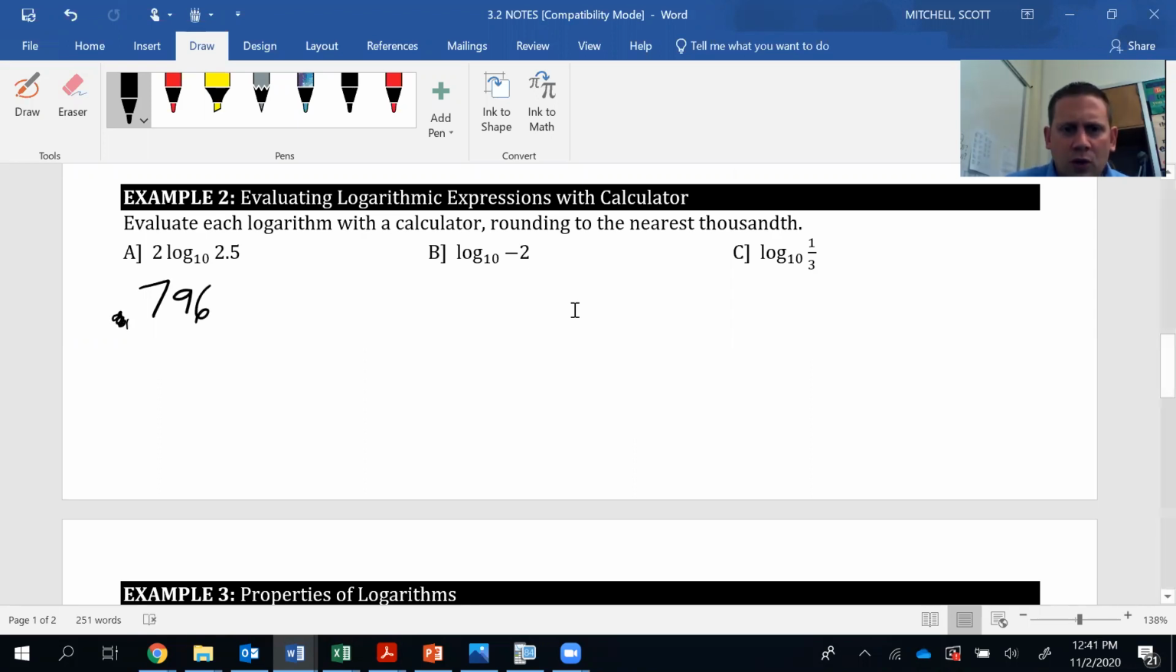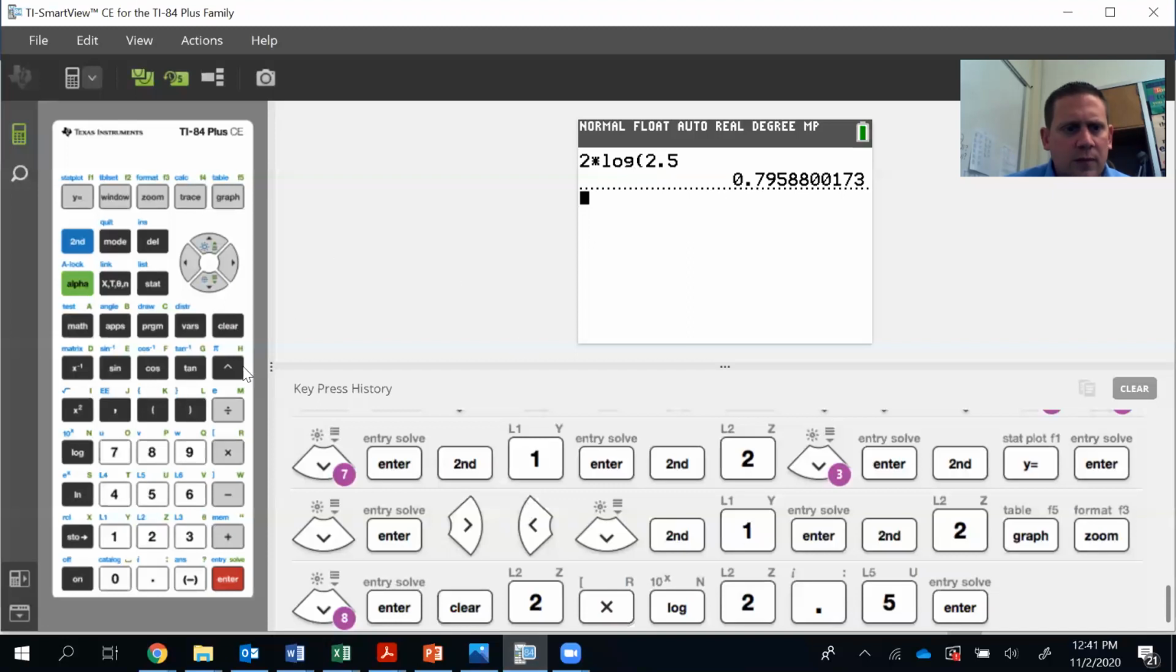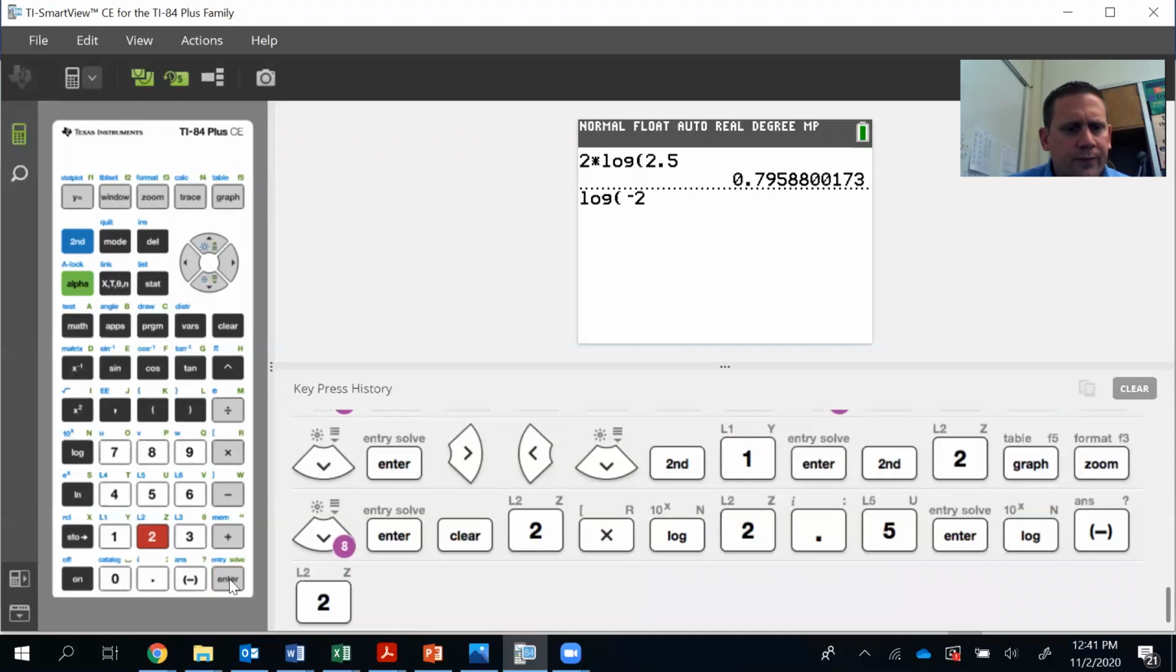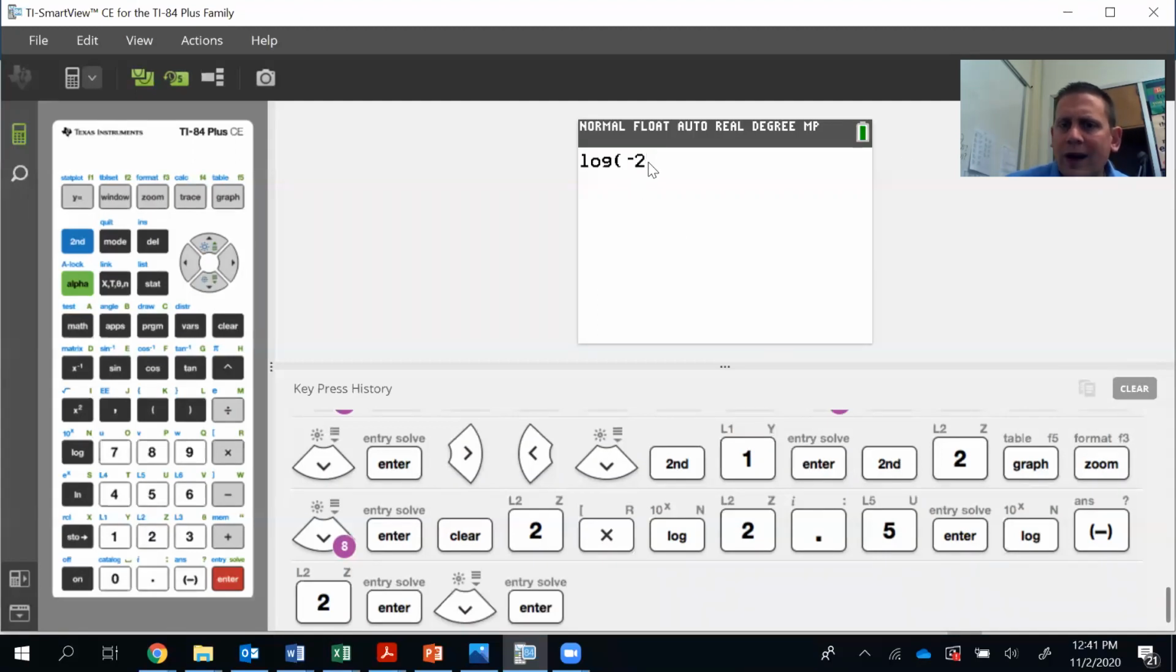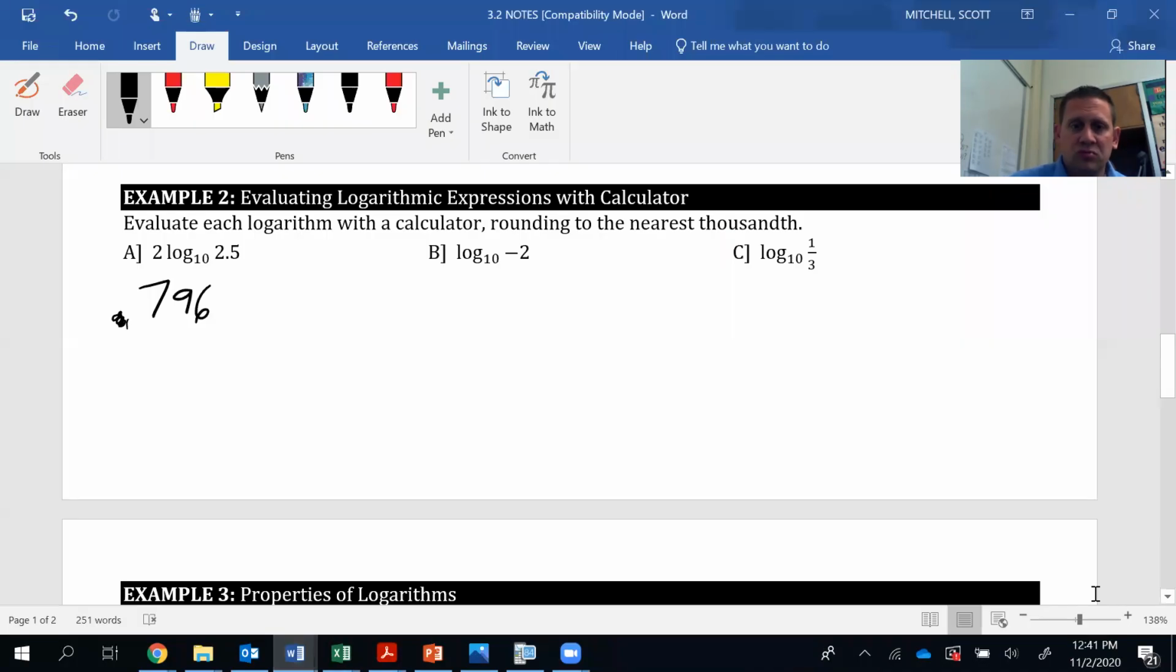Now we can do log base 10 of -2. So come back over here. Log of -2. Doesn't like that. What does that mean? You can't do a log of a negative number. We'll find that out when we look at the graph. That's not in our domain. So it's not that we typed in anything wrong. This is a domain restriction.